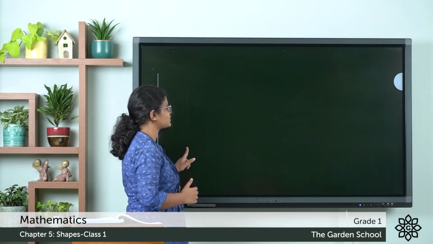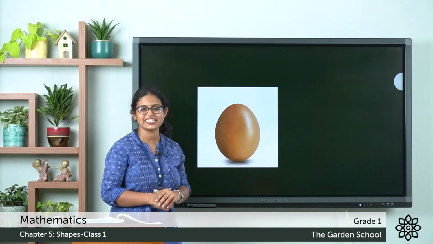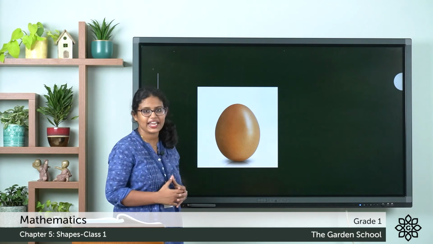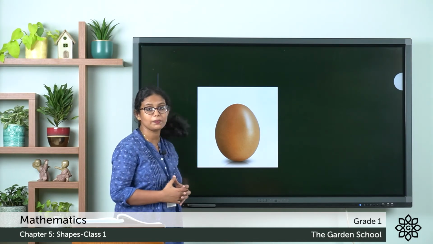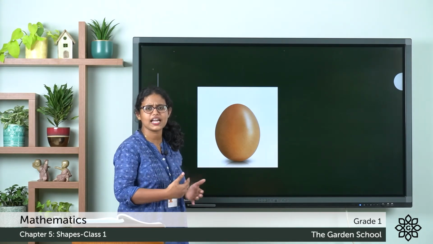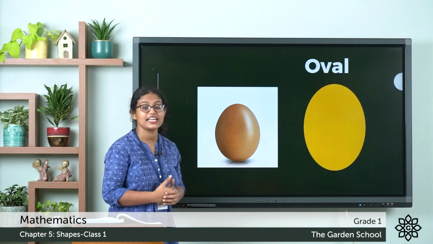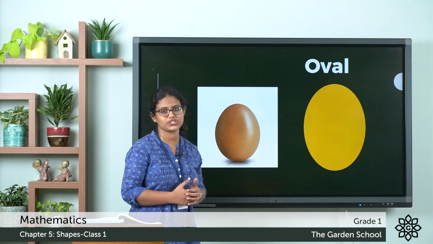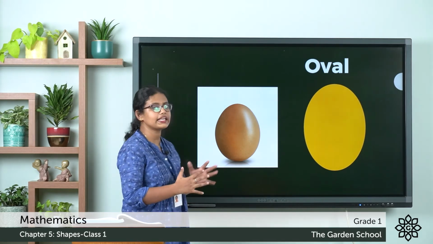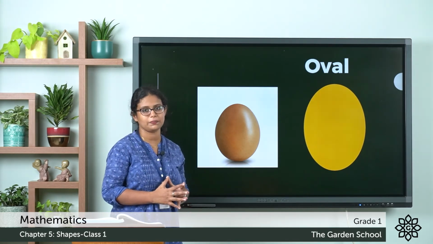Moving to the next shape. So what picture is this? It's an egg. So do you know what shape is this? Is it same as that of circle? No. Right. So what shape is this? It is oval in shape. Right. This egg is oval in shape.